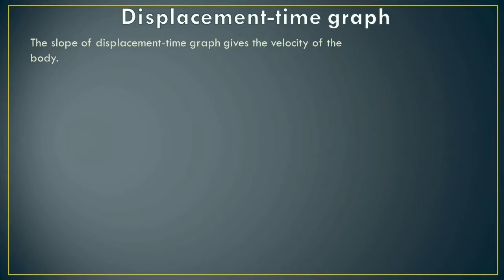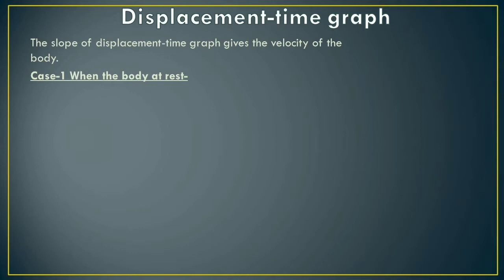The displacement-time graph for a body depends upon the nature of the motion of the body, that means how it is moving. So here also we will see some conditions. Our first case is the displacement-time graph when the body is at rest.